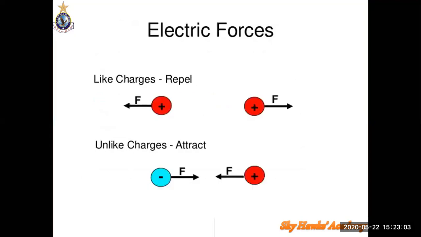Now let's see electric forces. Like charges repel and unlike charges attract. So positive and positive will repel each other, negative and positive will attract each other. Very basic knowledge we are starting from here, and we will reach the conclusion of what will happen when we have different types of charges.